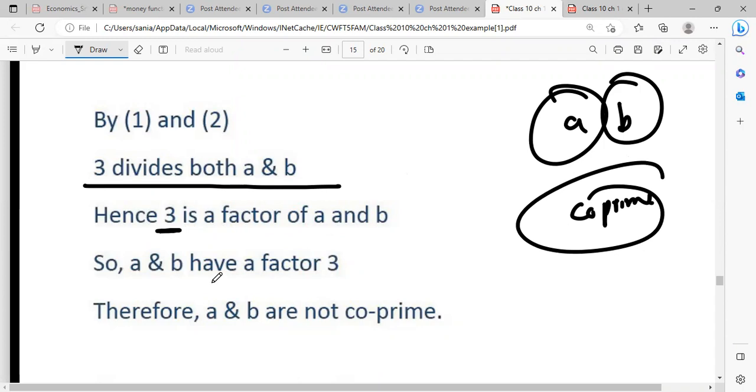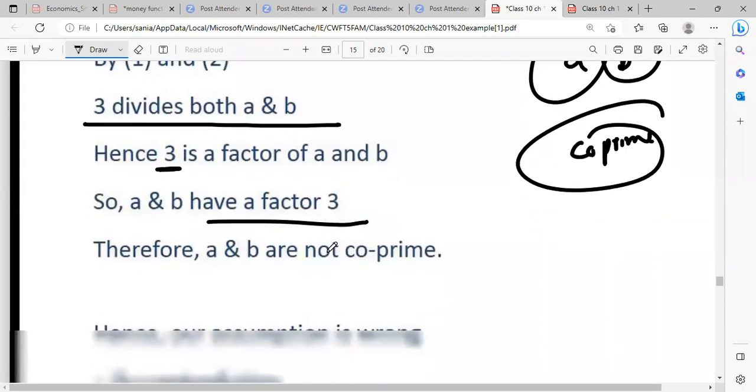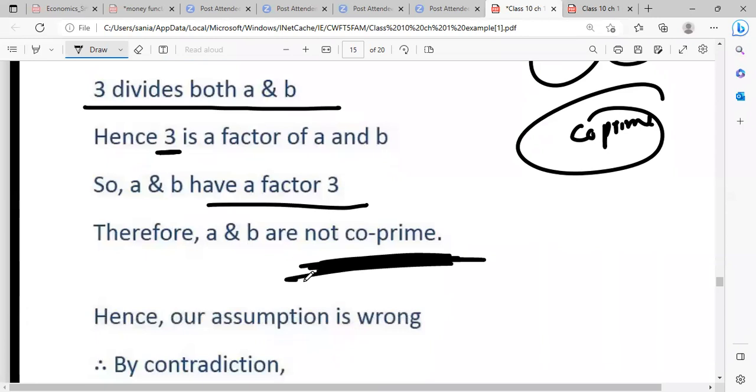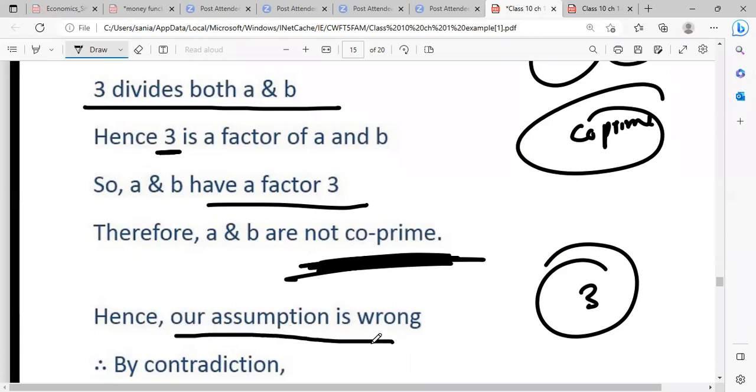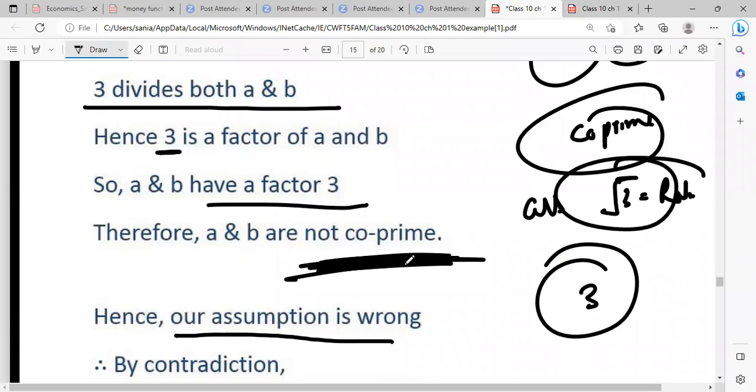So a and b have a common factor which is 3. Therefore, a and b are not co-prime, right? Because co-prime numbers don't have any common factor. But here you are getting 3 as a common factor. So how can it come that they are not co-prime? This conclusion is coming because our assumption was wrong. What did you assume? You assumed that under root 3 is a rational number. That's why the answer is coming wrong, because you assumed the wrong thing.